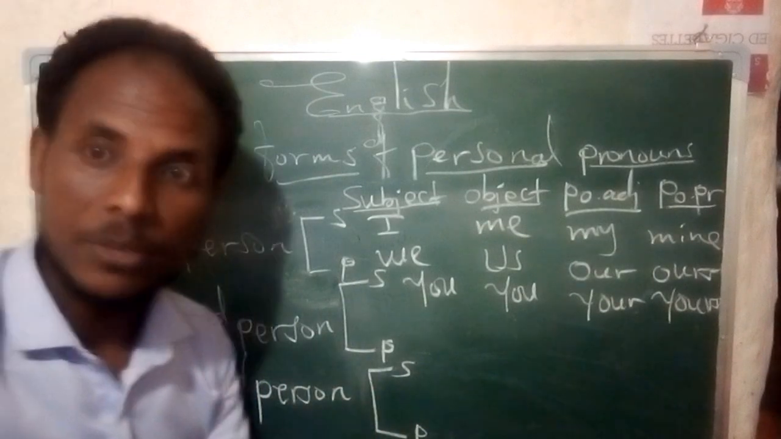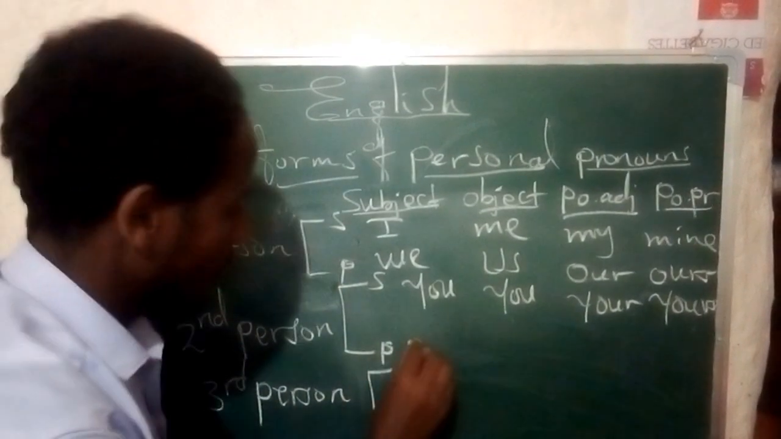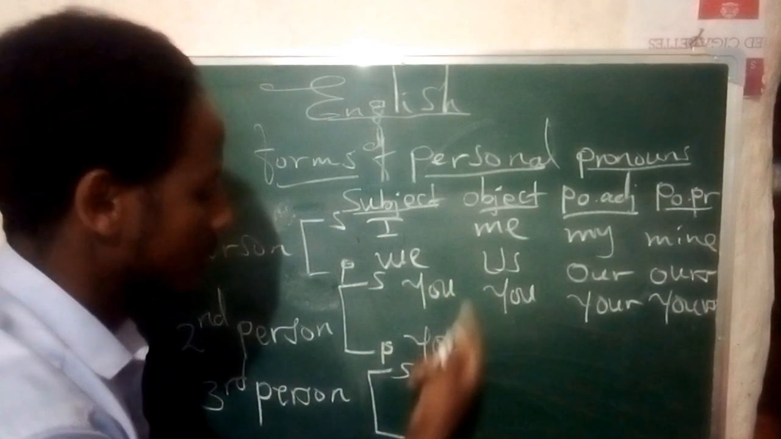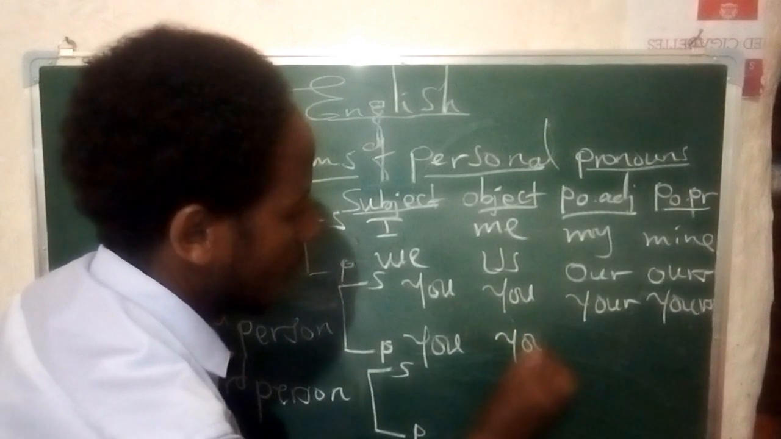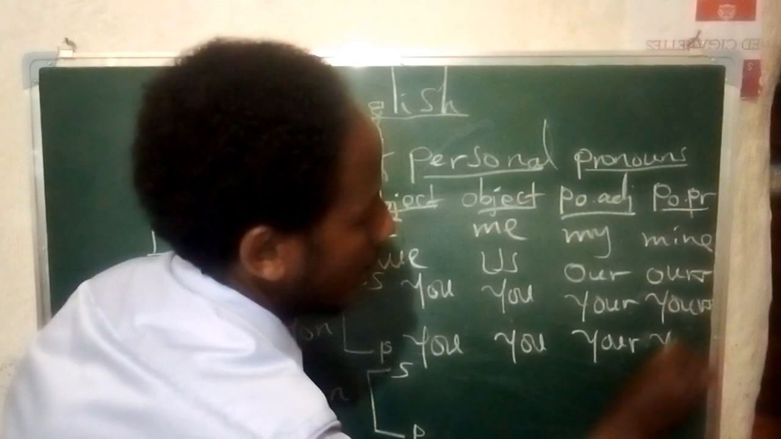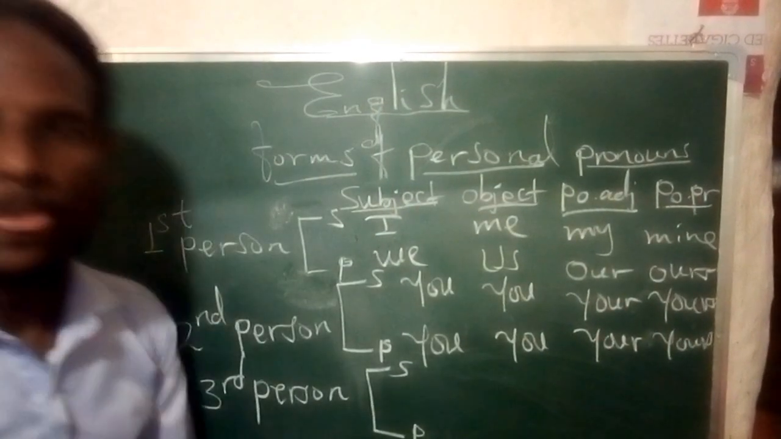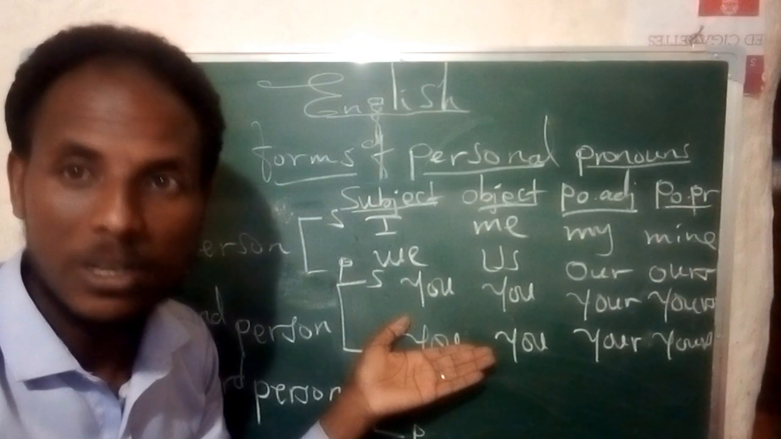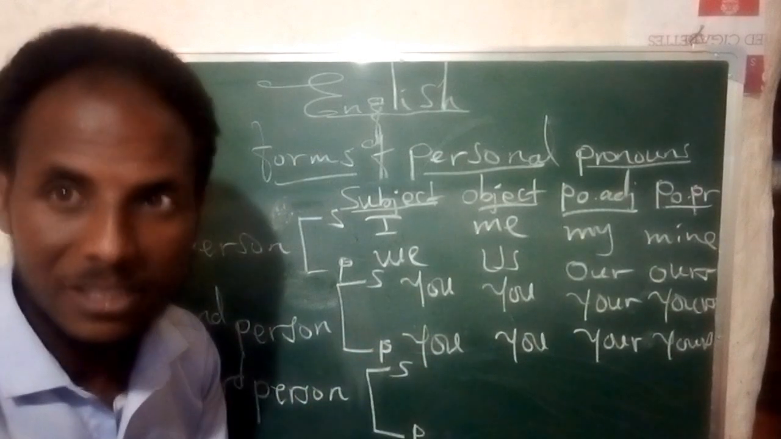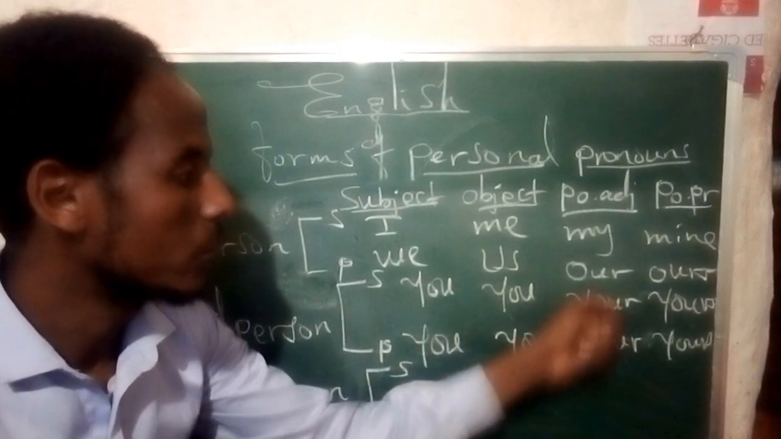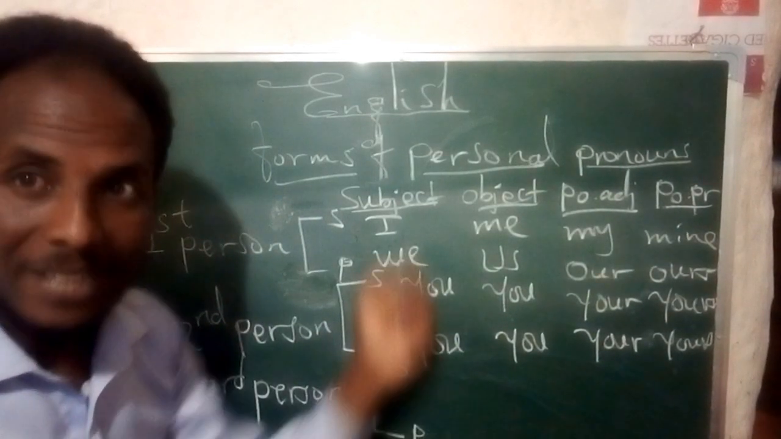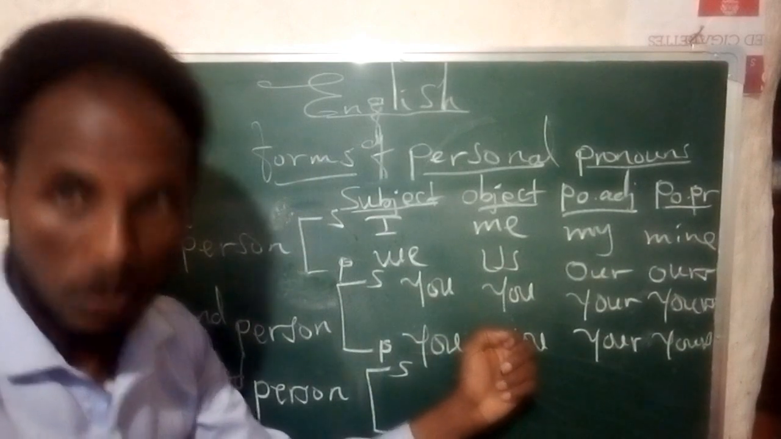And the second person plural form is you. The same is true as in the singular form: you and you, your, and yours. Okay. Here in the second person pronoun classification, the singular and the plural forms are alike. You, your, yours. This you used as a subject is the same as the object form.